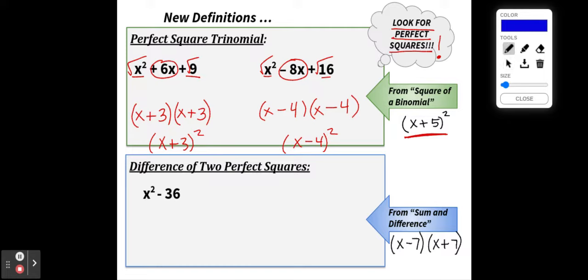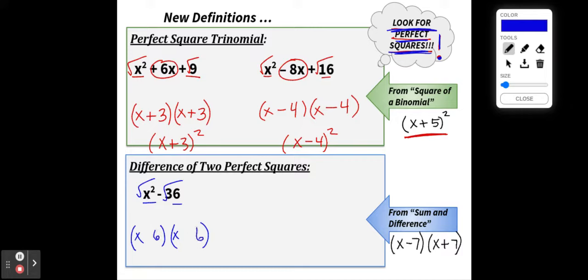So here we've got x squared minus 36, and we're gonna factor this. I'm just going to get ready here. Now look at the first and the last term. Do you see how they're perfect squares? We always want to be looking for perfect squares in the first and the last terms. So the square root of x squared would be x times x, and the square root of 36 is 6 times 6.